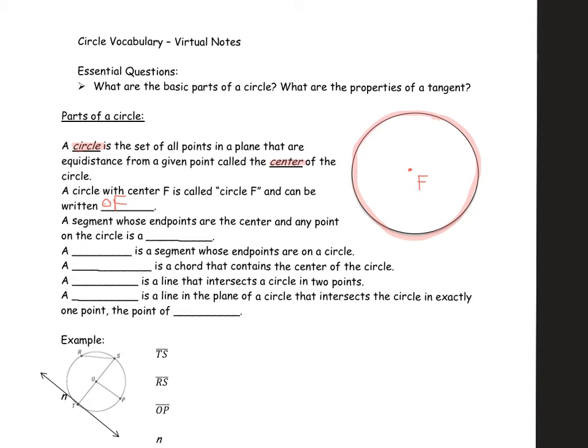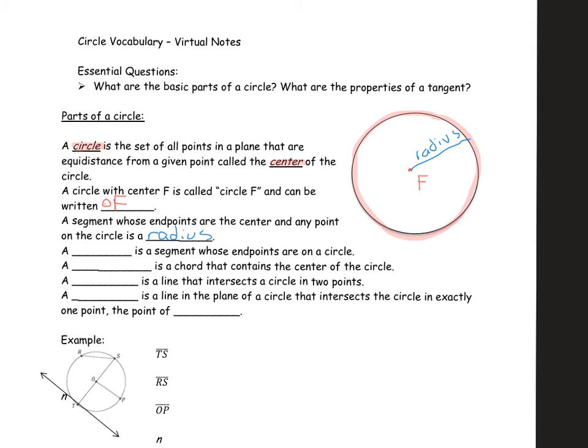Okay, next vocab word. A segment whose endpoints are the center and any point on the circle is called a radius. Okay, so a radius goes from the center of your circle anywhere out. So this is a radius, and it should be straight. We just know that I'm really bad at straight lines and straight line segments.